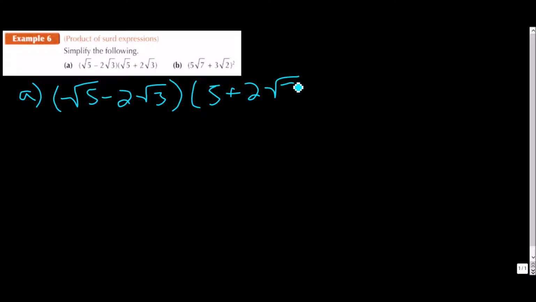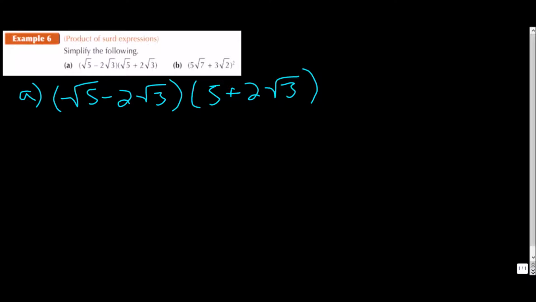So example 6 gives us where we have a to be the square root of 5 minus 2 times the square root of 3 times 5 plus 2 times the square root of 3. So if you're clever right off the bat, you can see that this is the difference of squares, something that we've worked on a little bit. But if you don't, then you can just regularly FOIL this out, just a little bit more work.